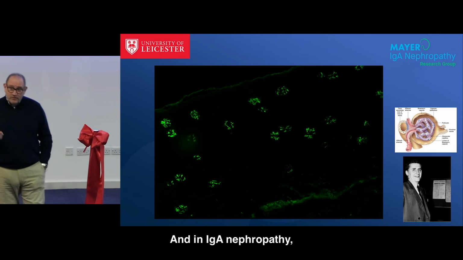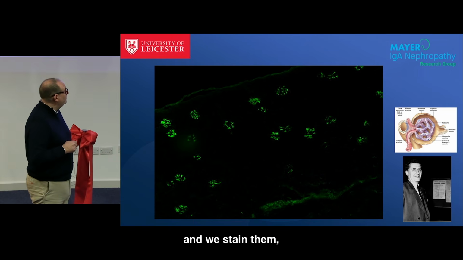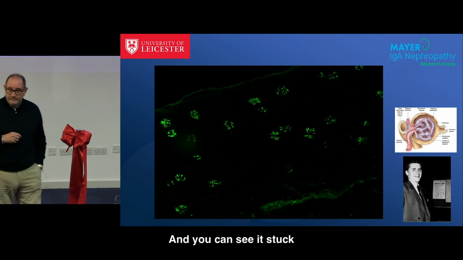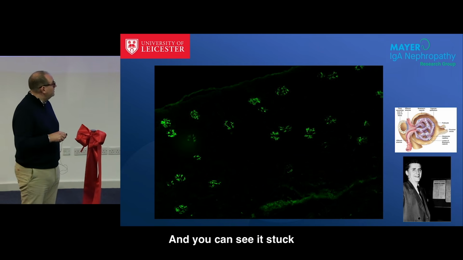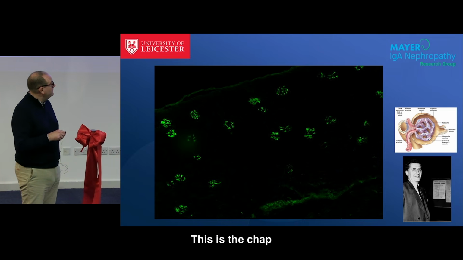And in IgA nephropathy, when we look at these filters and we stain them, every single one of these filters lights up with the protein IgA. And you can see it stuck in all of the filters, every filter in both kidneys.